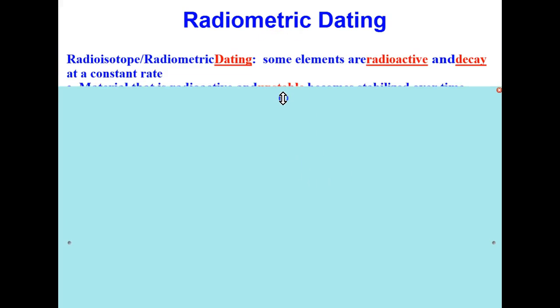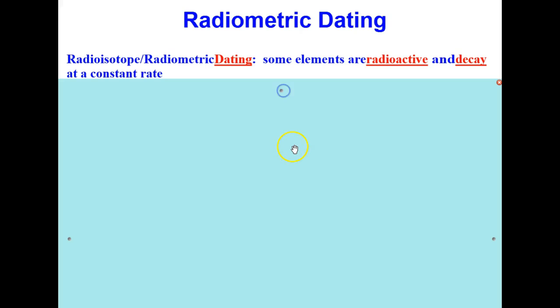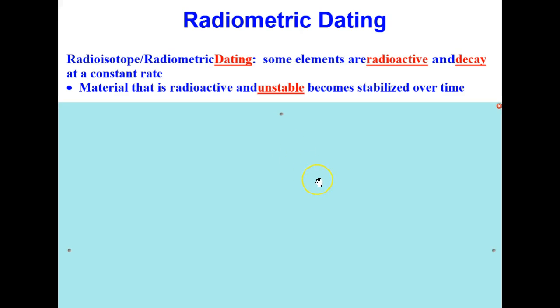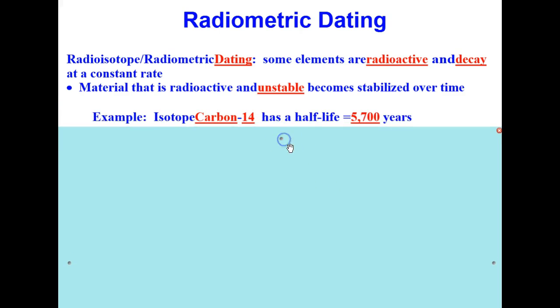We've got radioisotope, radiometric dating. Some elements are radioactive and decay at a constant rate. Material that is radioactive and unstable becomes stabilized over time. The most common example is the isotope carbon-14. And carbon-14 has a half-life of 5,700 years.